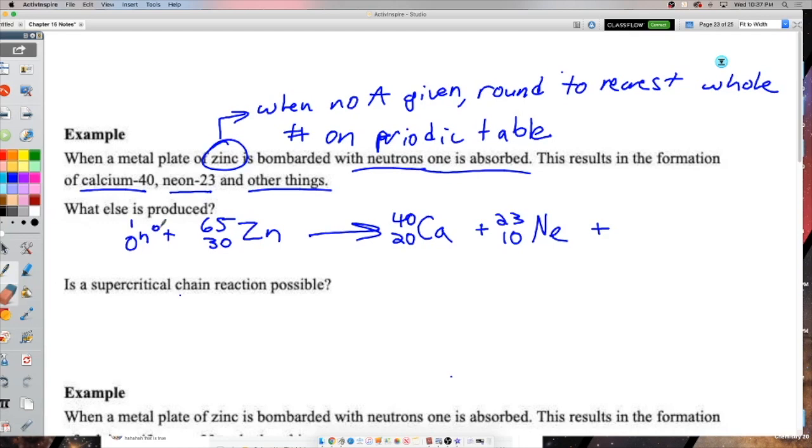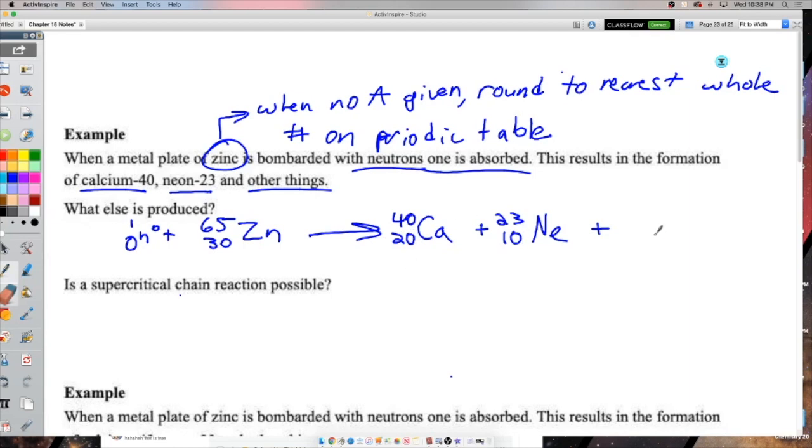Okay, and physics principles number 7 and 8, we've got to figure out how we keep the nucleons and the charge constant on both sides. So what is missing here that would allow that to be true? So we have 66 nucleons on this side. Right now we have 63 nucleons over here. So we're going to need something with 3 nucleons. I'm just going to look at charge first. Right now we have 30, and then 20 plus 10 is 30. Okay, so the charge is actually good.